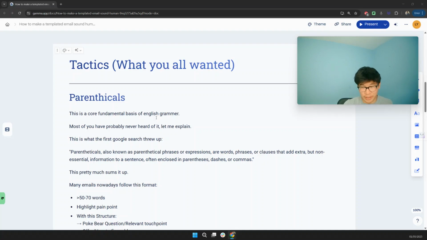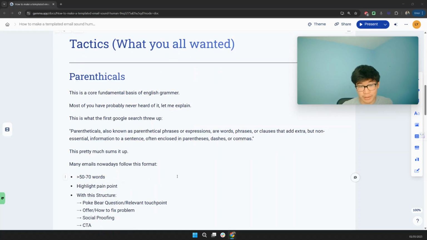This is what a Google search threw up for me. Parentheticals, also known as parenthetical phrases or expressions, are words, phrases, or clauses that add extra but non-essential information to a sentence, often enclosed in parentheses, dashes, or commas. And this, my friend, is how you make an email sound human.